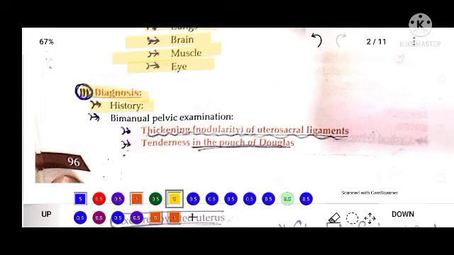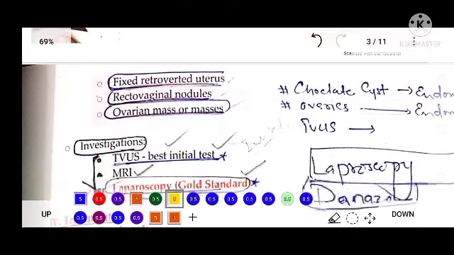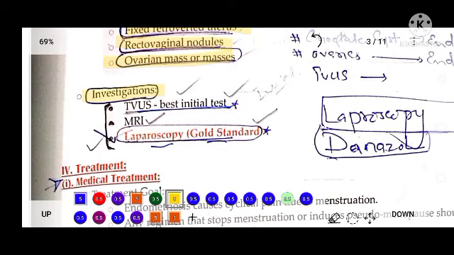Diagnosis will be on the basis of history. Bimanual pelvic examination will show thickening and nodularity of the uterosacral ligament with tenderness in the pouch of Douglas, a fixed retroverted uterus with rectovaginal nodules, and ovarian mass or masses. Investigations are transvaginal ultrasound and MRI, and laparoscopy is the gold standard test for endometriosis.